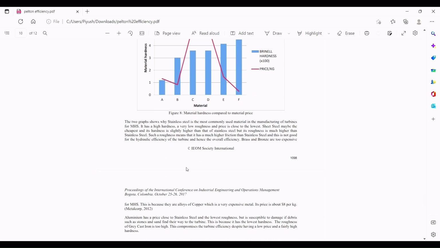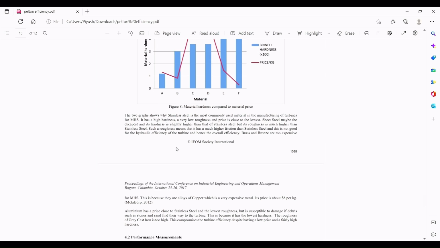The two graphs show why stainless steel is the most commonly used material in the manufacturing of turbines for micro hybrid power plant system. It has high hardness, a very low roughness and price is close to the lowest. Sheet metal can also be used as it shows very similar properties to stainless steel but its roughness is much higher than that of stainless steel.